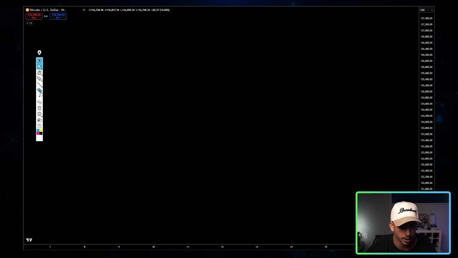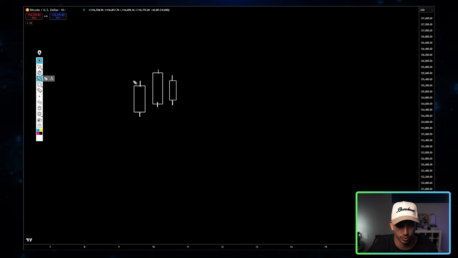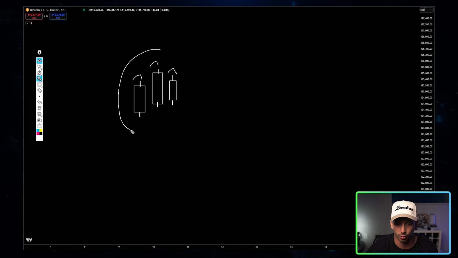This is what it looks like. So a swing high would be a candle like this with a higher candle in the middle, and then a lower candle to the right of that. Okay, so notice how we have 3 candles here. You have a high, a higher high, and a lower high. 3 candles make a swing high.